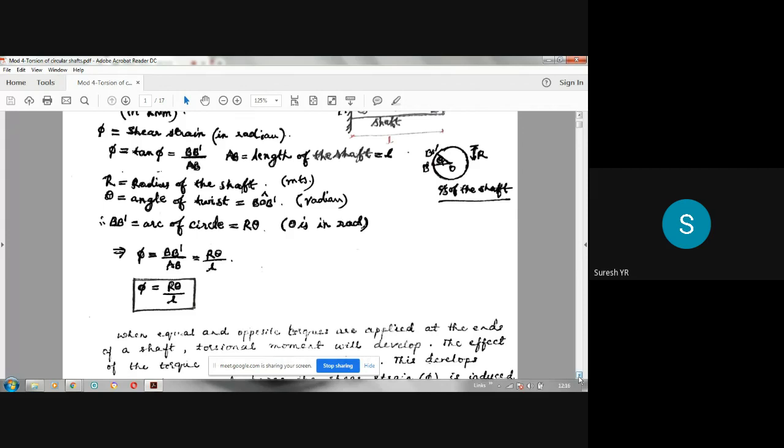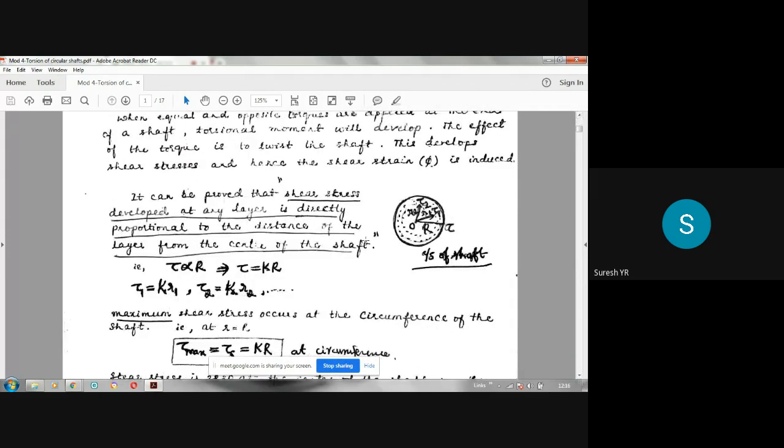Very simple relationship. Now, experiments have proved that, so this is the cross section of the circular shaft. R is the overall radius, that is the total radius. If you take any other layer, just like you consider layers in bending stress and shear stress, in torsion, if you take any radial distance, R1, R2 like that, the effect of this torsion is that it will induce a shear stress. Very important: you don't have any bending stress here, only shear stress will be induced. Shear stress will be there across the circle, at different radial distances.